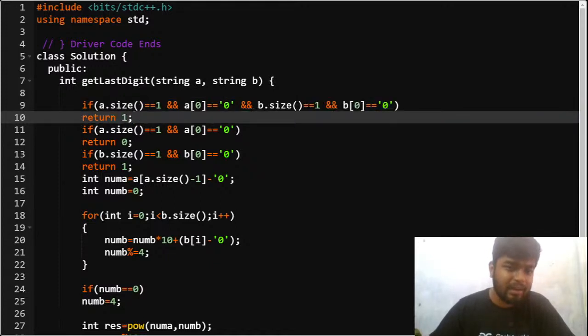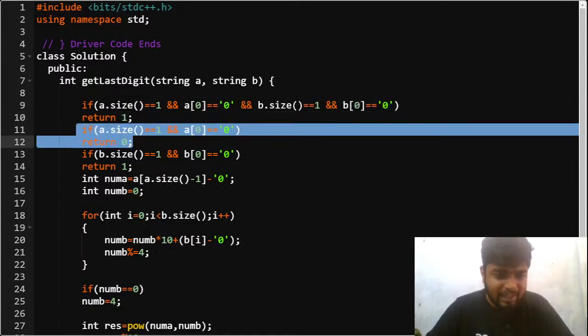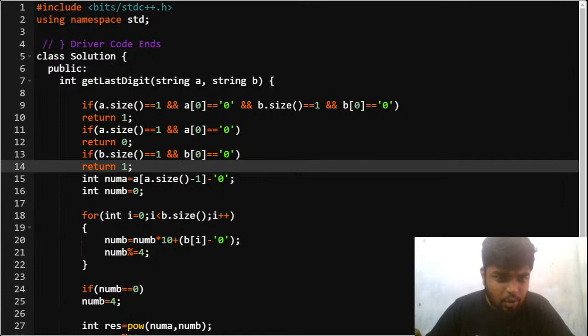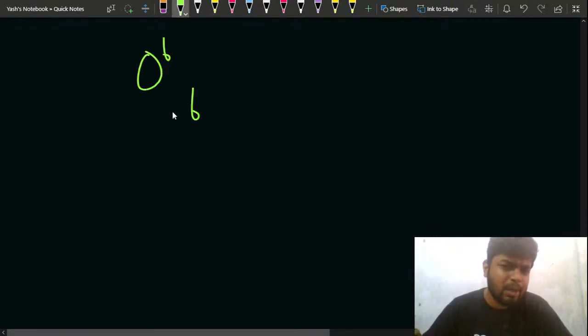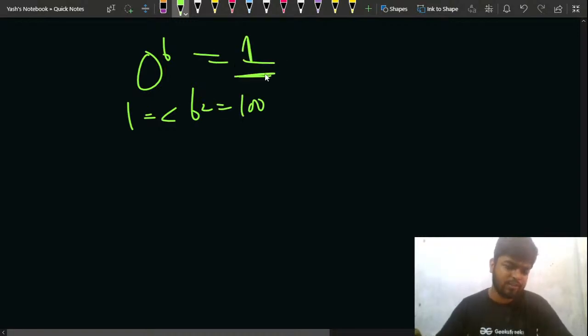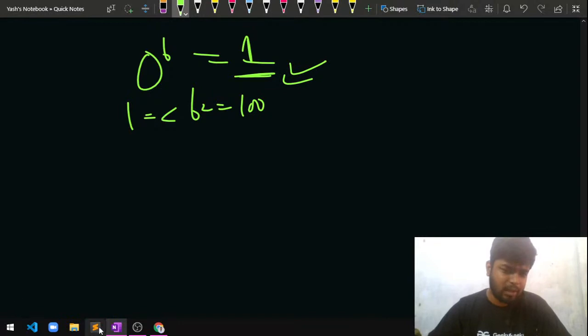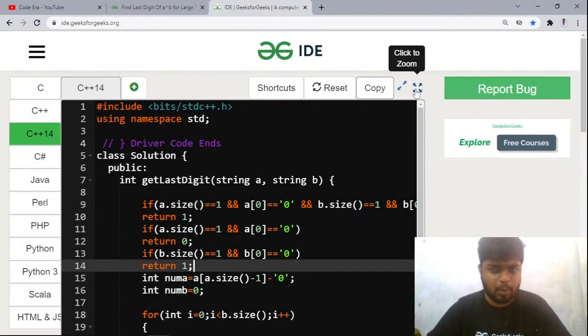And what is happening, if I have 0 to the power b, and b can be anything between 1 to 1000, it will always give me 1. Everyone will agree to this, right? I have to return 1 for this, right? This much part is also clear, right? Now let's see another edge case for this problem that can happen.